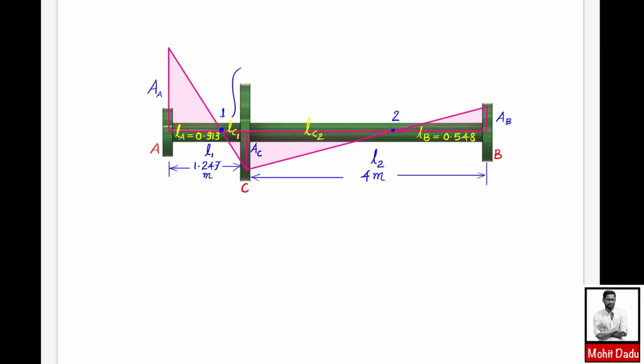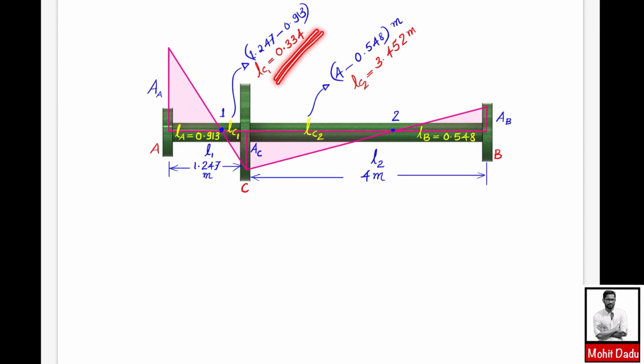So you can find the value of LC1. This LC1 will be equal to 1.247 minus 0.913. Similarly, this LC2 will be equal to L2 minus LB, that is 4 minus 0.548. So you can find these values. LC1 will be around 0.334 meter and LC2 will be around 3.452 meter. Based on this, next we have to find the natural frequency of this vibration, and also we have to find the relative amplitudes at the rotor.